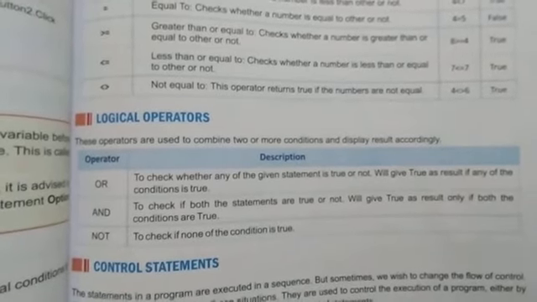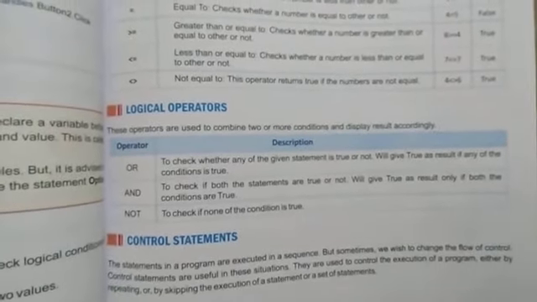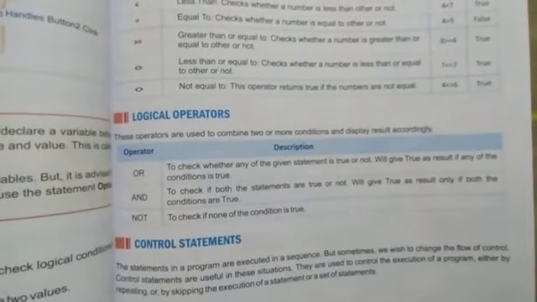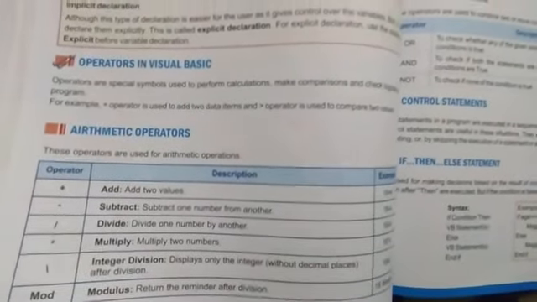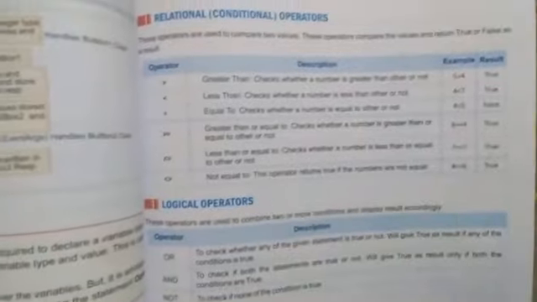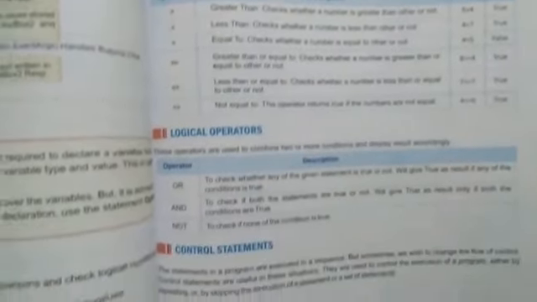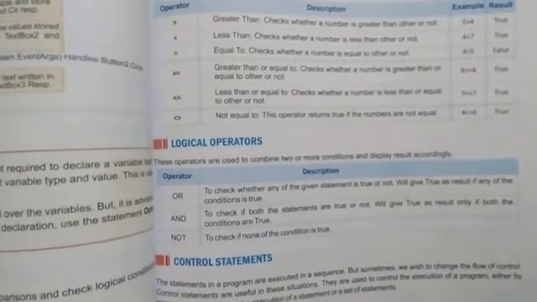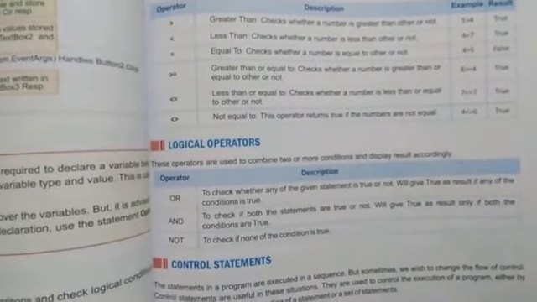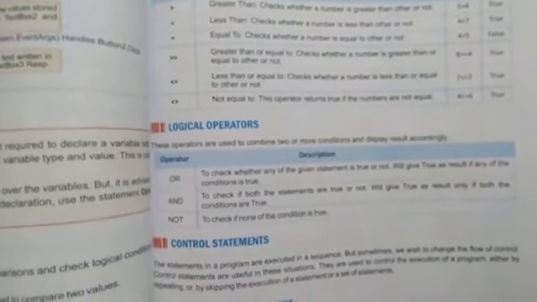Okay, so there are three types of operators that are used in Visual Basic. First of all, arithmetic operators, which are very simple, that we generally use in mathematics. Second one is relational operators, and third one is logical operators. So these three types of operators, arithmetic, relational, and logical, are used in Visual Basic.